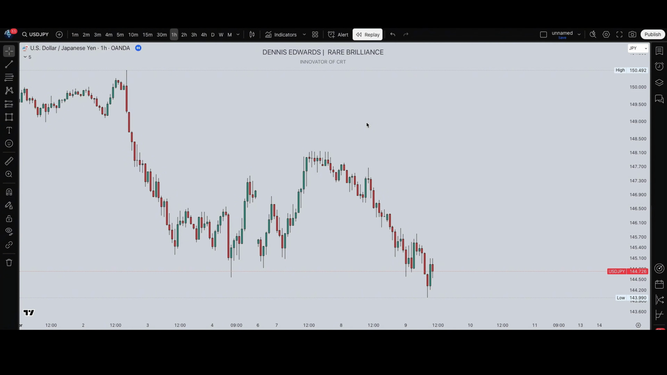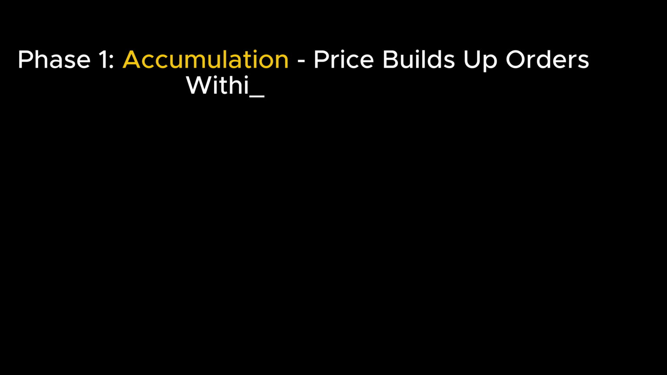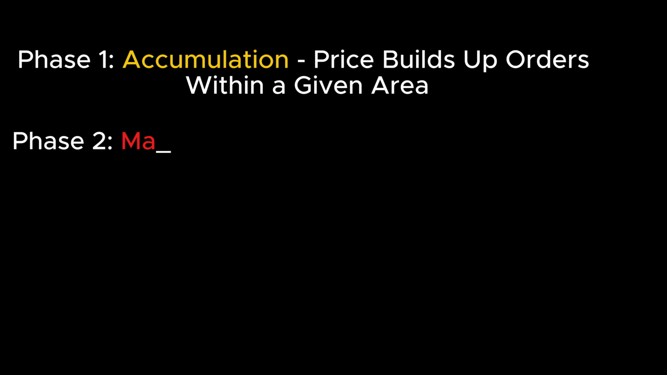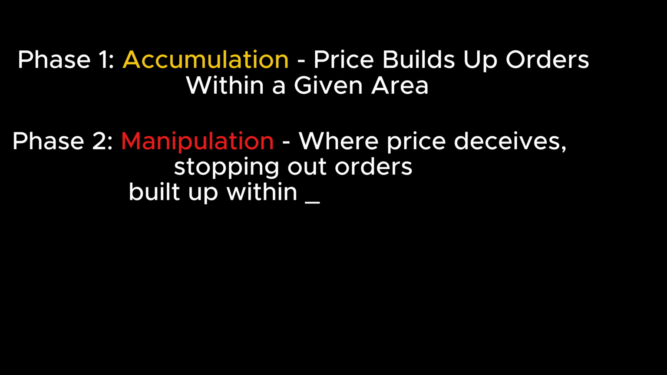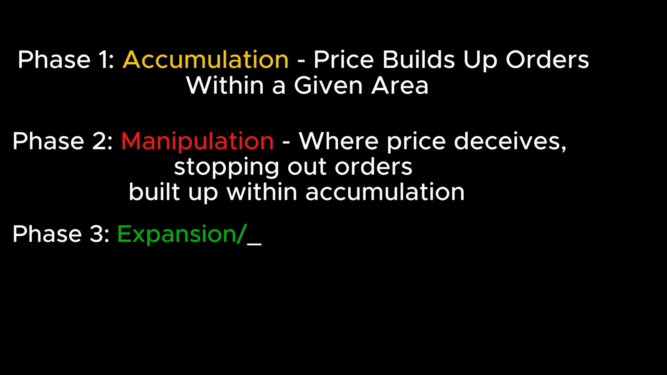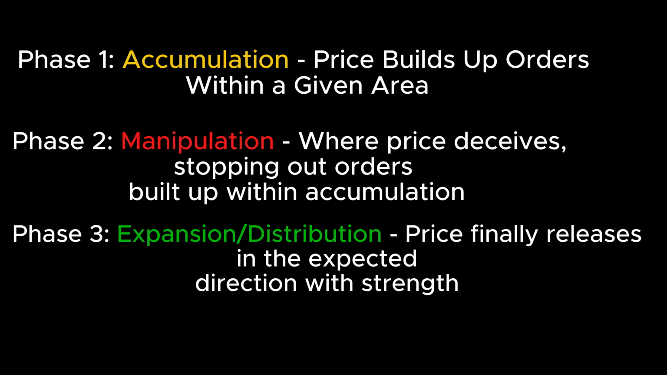In candle range theory, I break every market move into 3 phases: accumulation, manipulation, and either expansion or distribution. Now, manipulation, that's where the game really begins. Okay. Now I'm going to give 3 very quick definitions of each phase. Phase 1, you have accumulation. This is where price builds up. Phase 2, you have manipulation. This is where price deceives. Phase 3, you have either expansion or distribution, and this is where price finally releases.